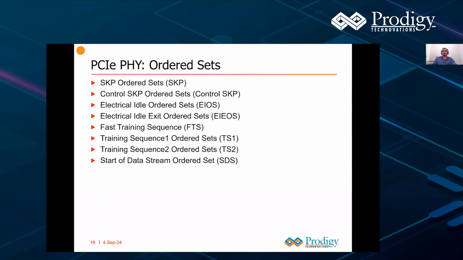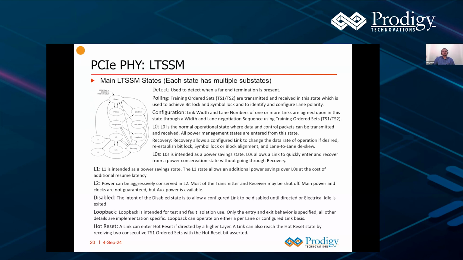So these are the different types of ordered sets. Skip ordered sets, which are used for clock correction and clock compensation, are skip and control skip. In Gen 4 and Gen 5, skip and control skip are transferred alternately. Electrical idle ordered set, electrical idle exit ordered set and fast training sequence ordered sets are used for low power entry and exit. Training sequence 1 and training sequence 2 are used for initial link training, and start of data stream is used to switch between the control data and the actual data.